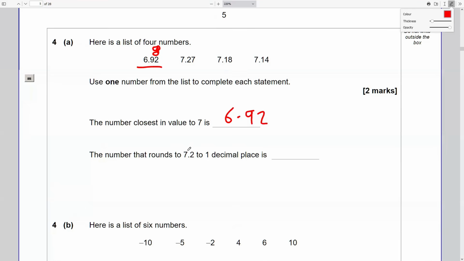The number that rounds to 7.2 to 1 decimal place. Okay, 1 decimal place, which is here. That would round to 7. This rounds to 7.3 because the 7 is above the 5. This rounds to 7.2. This rounds to 7.1. So this is the one. 7.18. The reason being, we look at the hundredths, second decimal place, it's 5 or above, so it rounds this one up to 2.